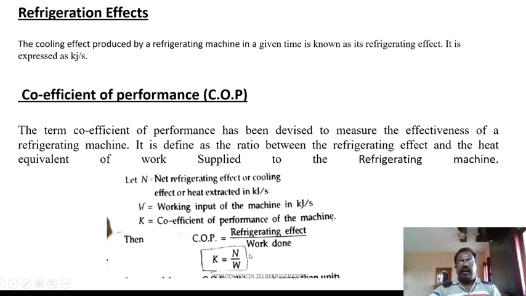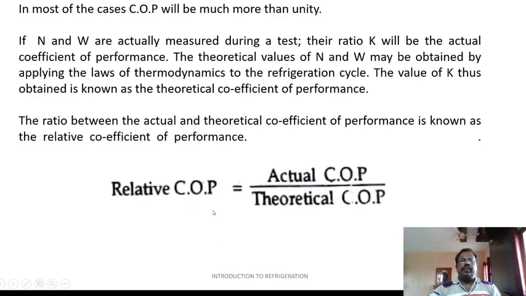It will not have any units because N is the net refrigerating effect or cooling effect or heat extracted in kilojoules per second. W is the work input to the machine. It is also expressed in kilojoules per second. So K is equal to N by W. So these two cancel. Kilojoules per second cancels. The COP is always expressed as a unity number. So in most cases, COP will be much more than unity.